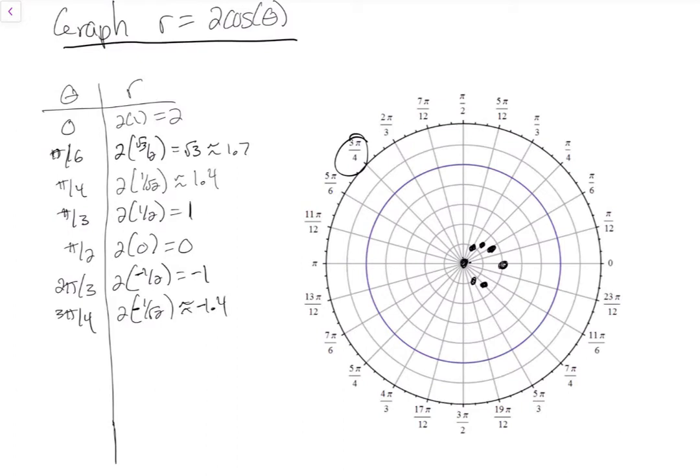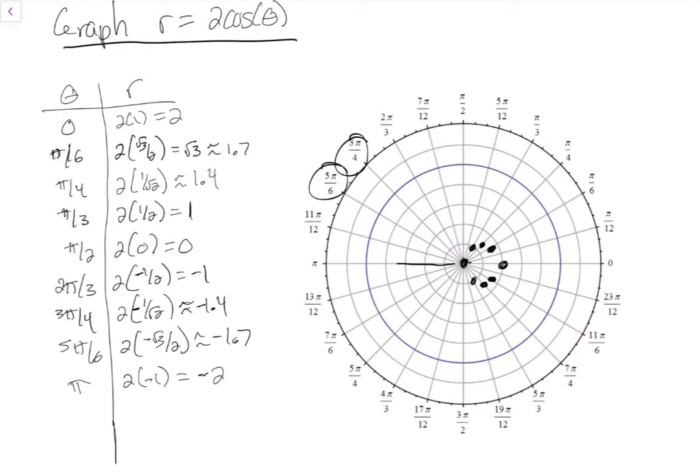And then the next one I'll look at is 5 pi over 6. And that is negative root 3 over 2 for cosine. So again, that's going to be about negative 1.7 as our value. And then when I get to pi, cosine of pi is negative 1, and I get negative 2.